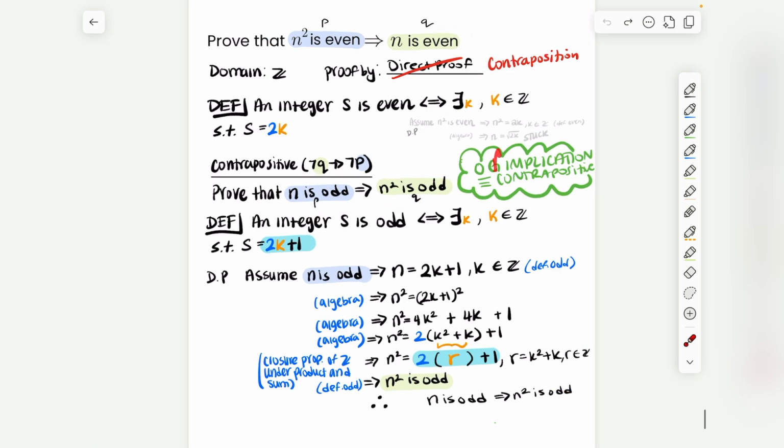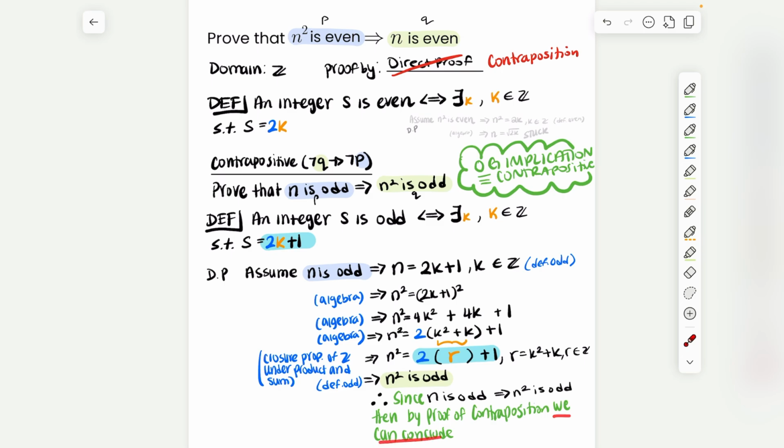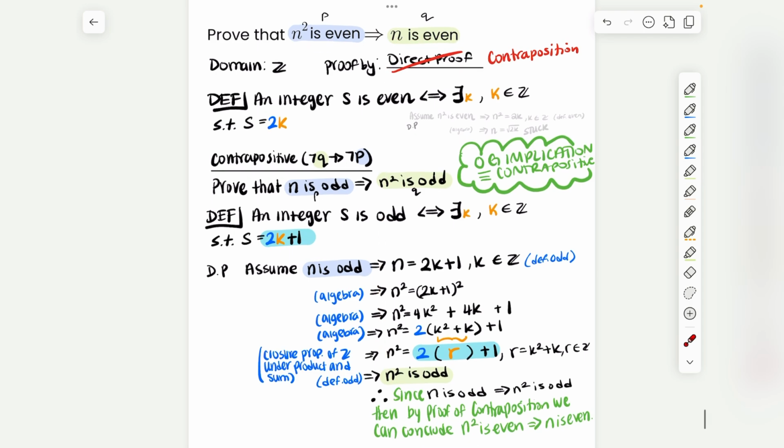So that is the connection. Because of this fact, we know that P implies Q and the contrapositive not Q implies not P have the same truth values, are equivalent, meaning that if this is true, then we can say that this is true, and if this is false, then we can say that this is false, and vice versa. So to finish off our conclusion, this here is the contrapositive not Q implies not P, and we found that to be true. We proved it. So we say since the contrapositive is true, then by proof of contraposition, we can conclude that the original implication P implies Q is also true. So we just write this right over here, and that is it. We're done with our proof.